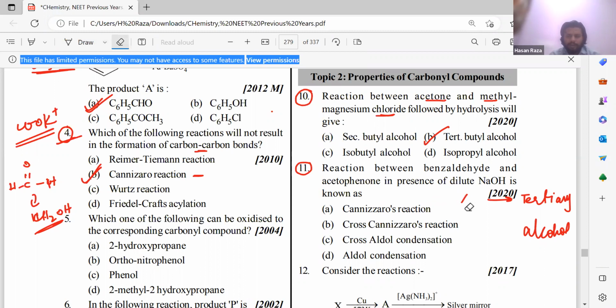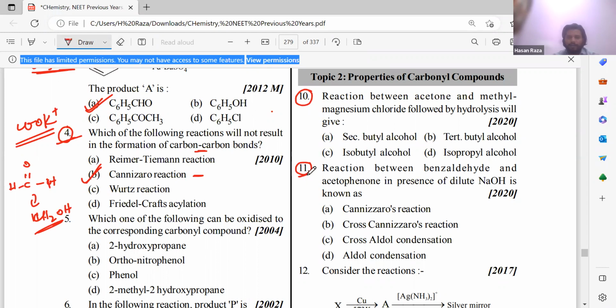I told you when methanal reacts with Grignard, you will get 1 degree alcohol. And I also told you every aldehyde except methanal reacting with Grignard will give 2 degree alcohol, and when ketone reacts with Grignard, then you will get tertiary alcohol.